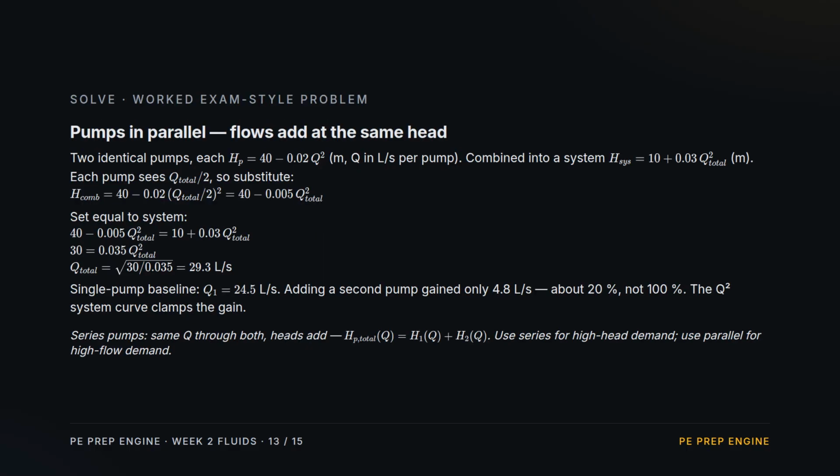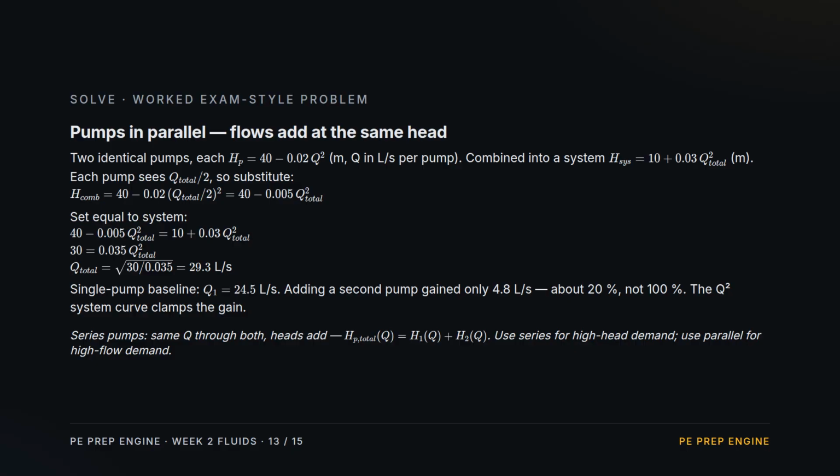Two identical pumps in parallel share the same headers, so each sees the same head and carries half the total flow. Substitute Q total over 2 into the single pump curve. The B coefficient divides by 4, not 2. Solve against the system. Q total is 29.3 liters per second versus a single pump baseline of 24.5. The second pump bought only 4.8 more, a 20% gain, not 100. The rising system curve absorbs most of the extra capacity.